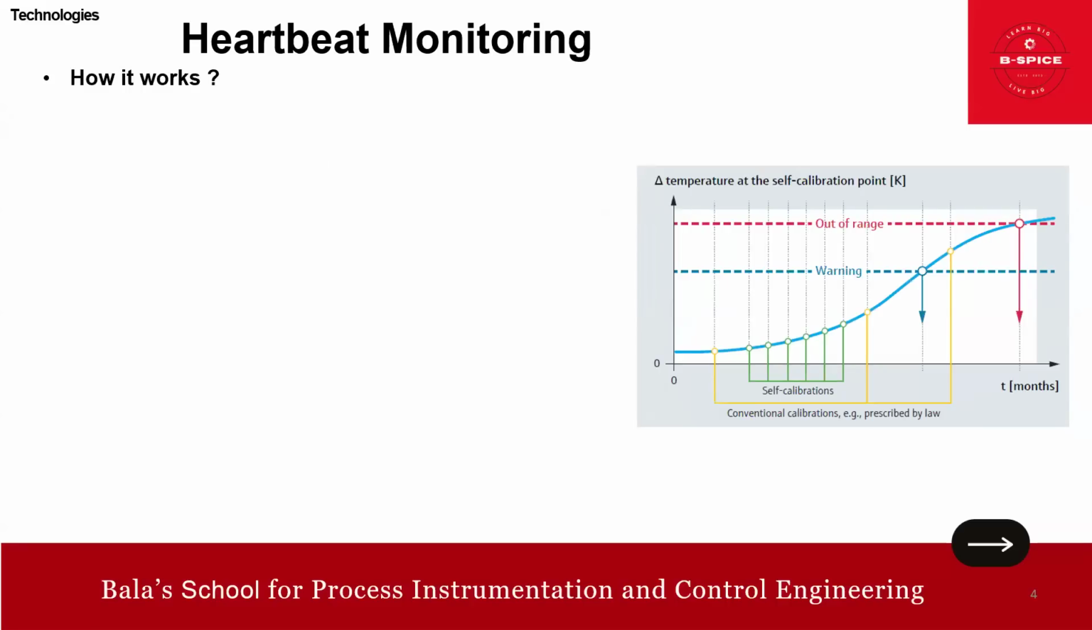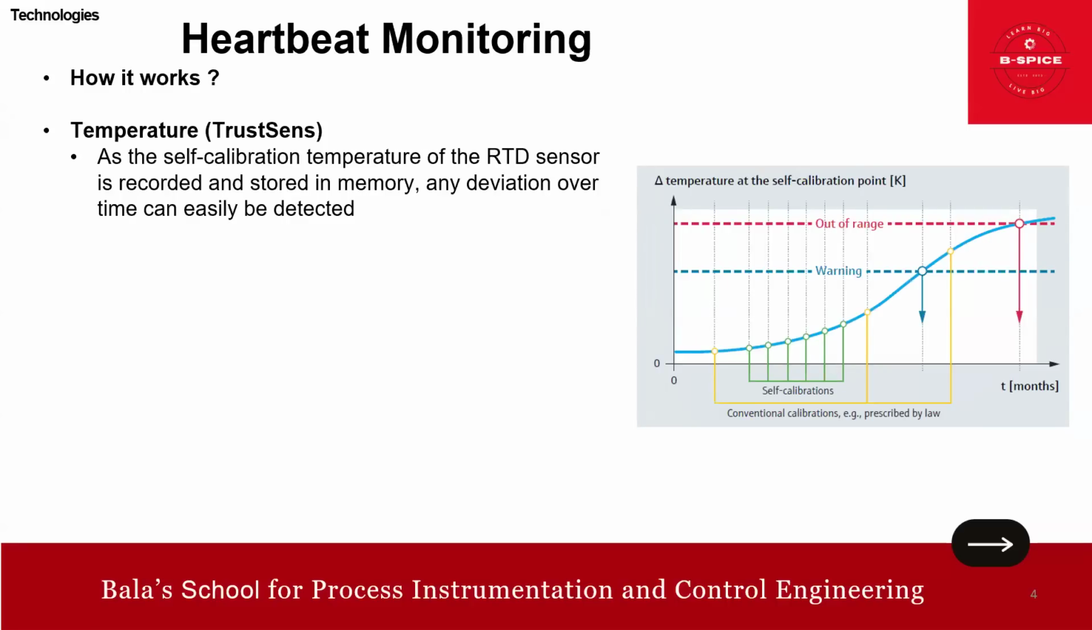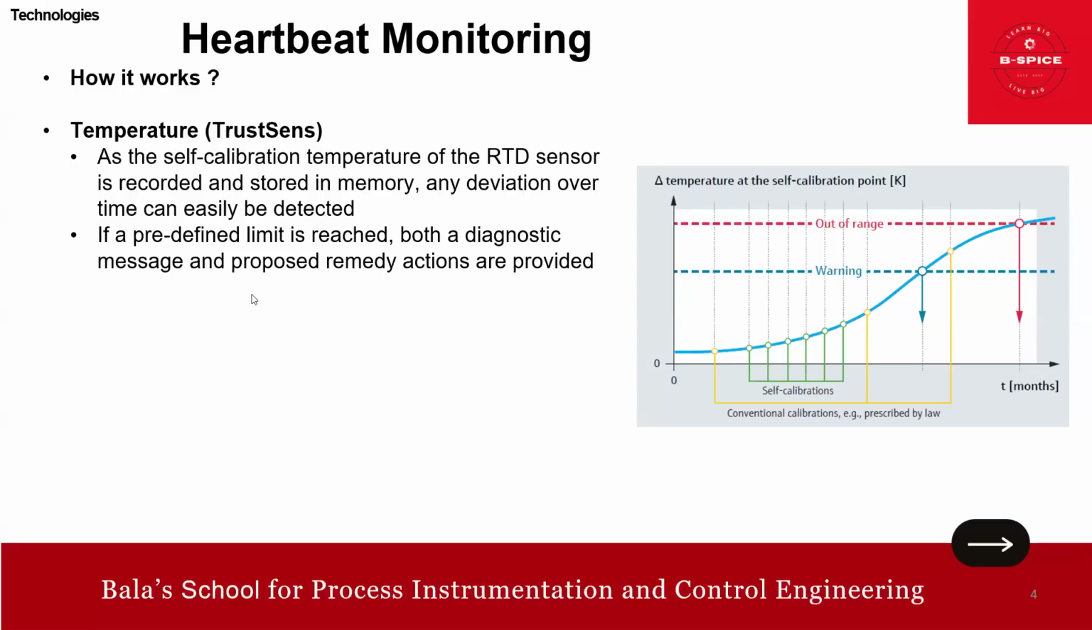Then we will see how it works for temperature. In temperature, we have TrustSens. During self-calibration, the temperature of the RTD sensor is recorded and stored in memory, so any deviation over time can easily be detected. If a predefined limit is reached, both the diagnostic message and proposed remedial actions are provided.